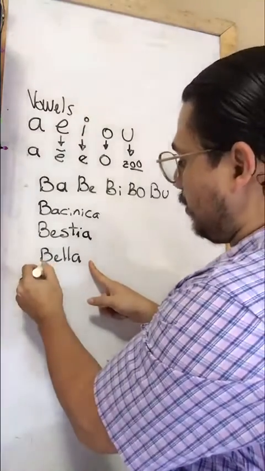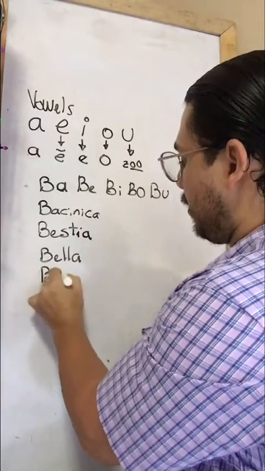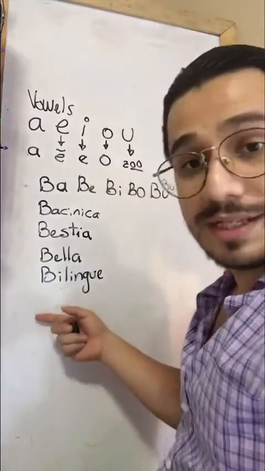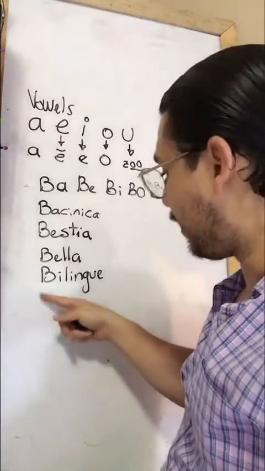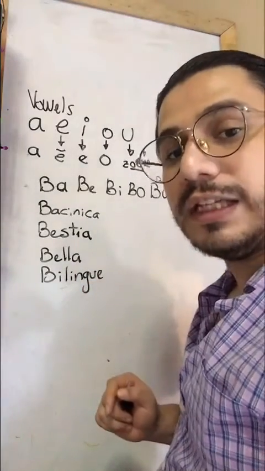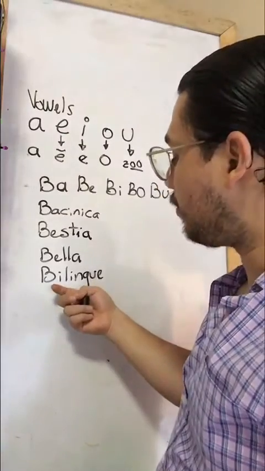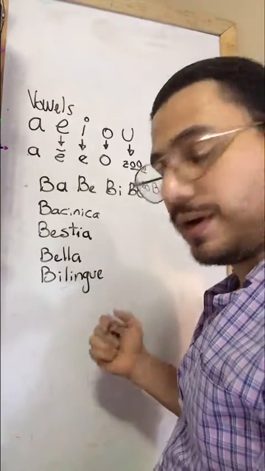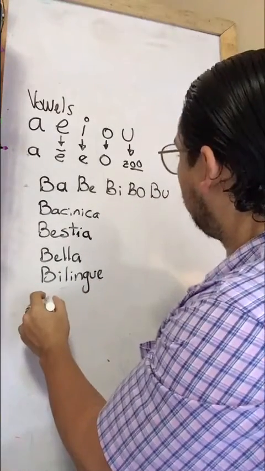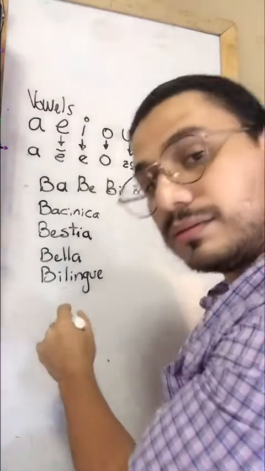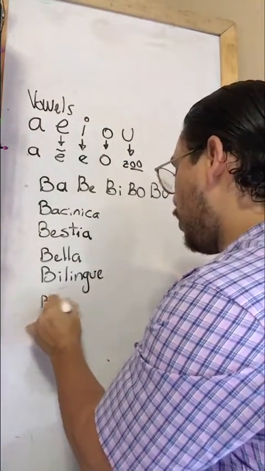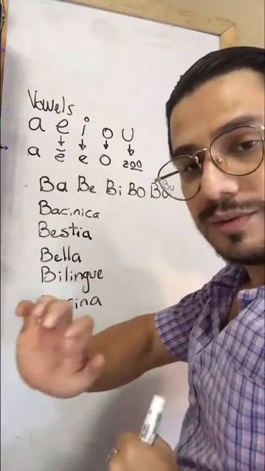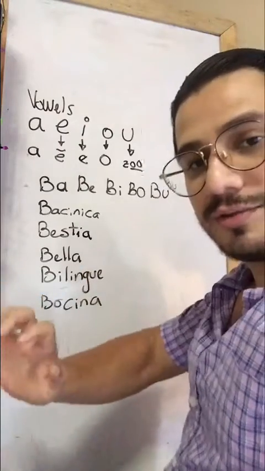Then we have bilingue, someone that speaks more than one, well, two languages. Bilingue, not bilingual, because in English it would be bilingual, but then you would be enlarging the L. We don't, bilingue. And then we have, I don't know, I'm failing at this, I guess. We have bocina, that is the thing that you never let me press in your car to scare people in the streets.